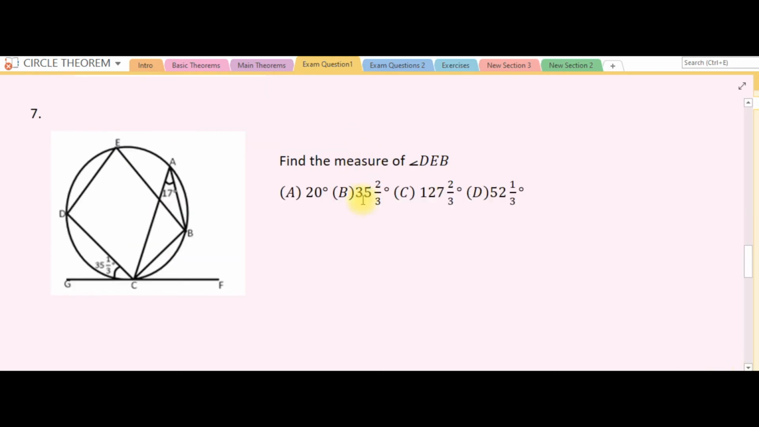So the next one has to find angle DEB. Let's call this angle X. By the opposite angles of a cyclic quadrilateral being supplementary, we have that this is 180 minus X. Finally, by the alternate segment theorem, here should be 17. So we form a linear pair. By angles on a straight line, we know that 35 1/3 plus 180 minus x plus 17 must give us 180. So x is 35 1/3 plus 17, which is 52 1/3. So the answer is D.